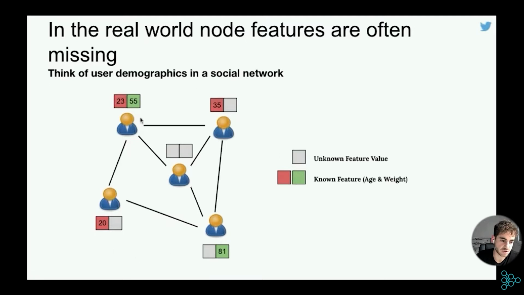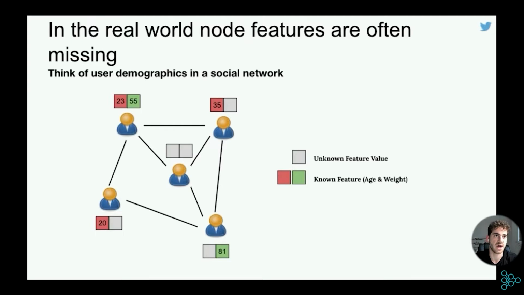But still, we want to use the graph and the features that we know to do some sort of learning on the graph and to solve downstream tasks. We will see in a second. But this is just one example, and you can think of tons of examples where you have missing features.